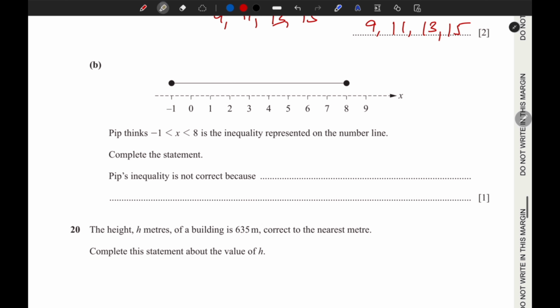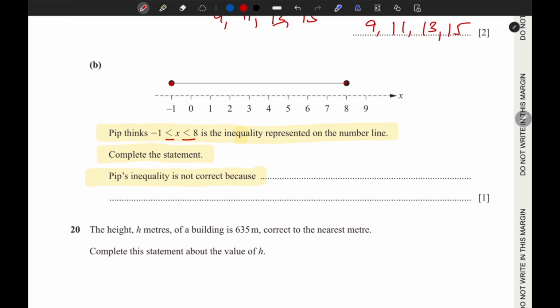Okay, now the B part. Pip thinks minus 1 to 8. Now this is the inequality. Is the inequality represented on the number line? Complete the statement. Pip's inequality is not correct because he has written x is greater than minus 1 and less than 8. But over here you can see these are solid lines. So that means minus 1 and 8 should be included. So what is missing is the equality sign.